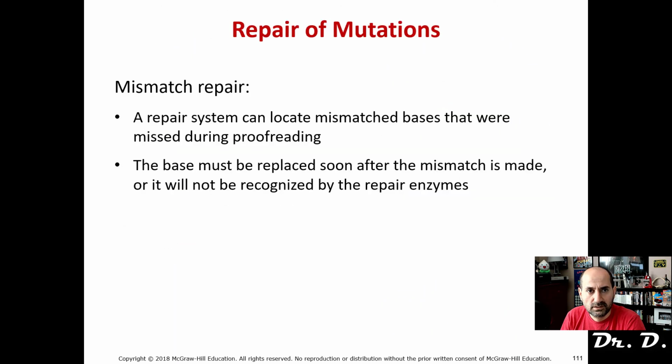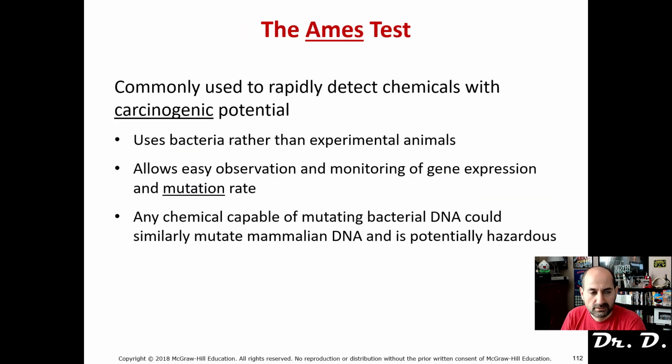Okay, those were the things I wanted to... Oh, here, one last thing. The Ames test. Remember, the Ames test is a quick test to determine whether a carcinogen is potent or not, right? So what you do is you add the carcinogenic chemical to a spread plate, and then you look for conversions.